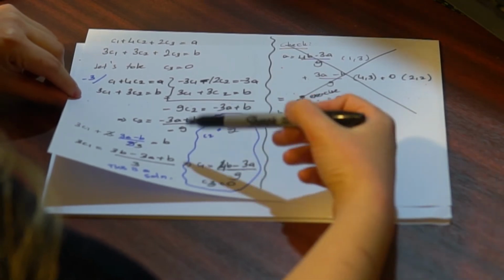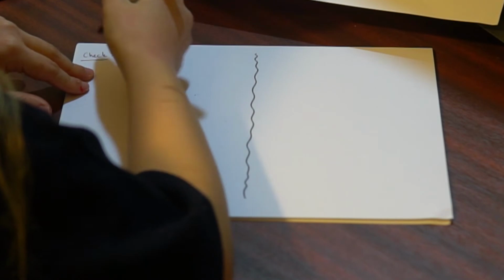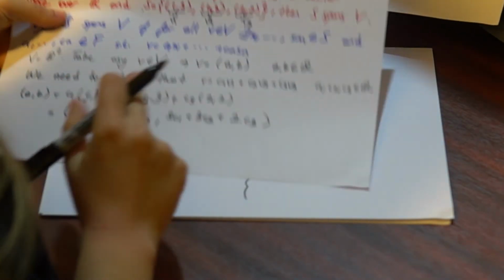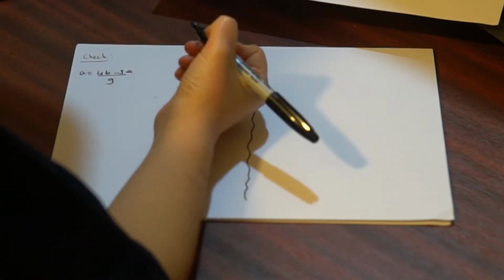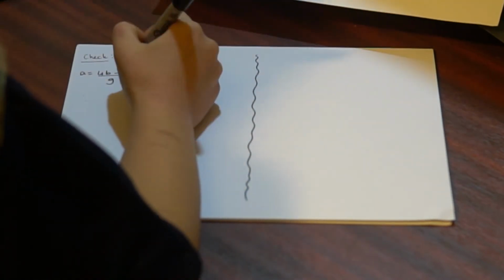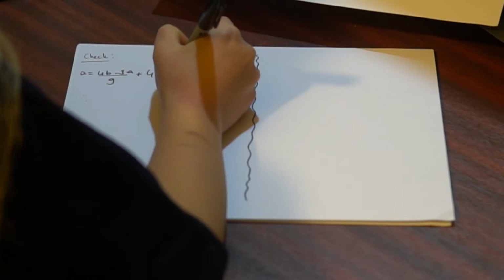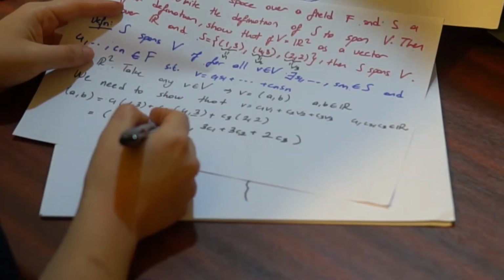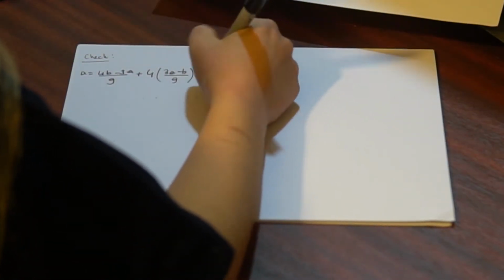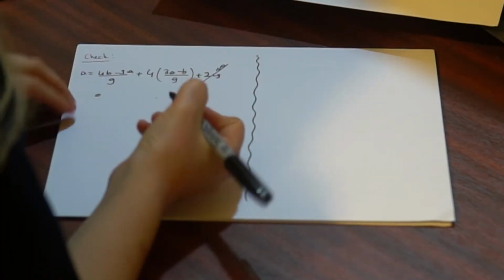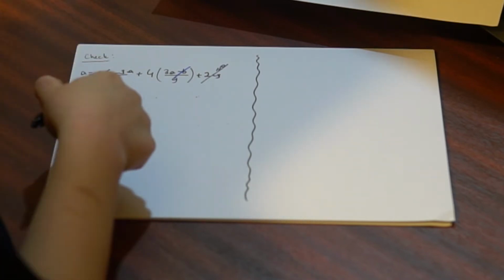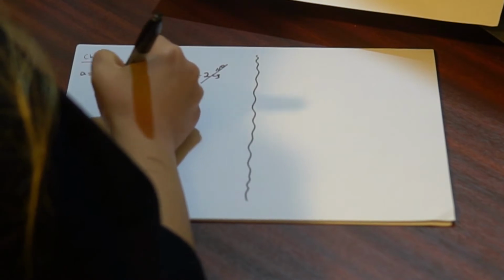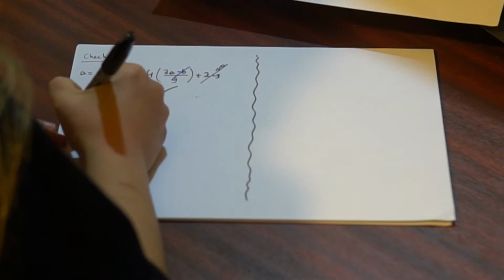Now we need to check our answers. So A is equal to C1 plus 4C2 plus 2C3, which is (4B minus 3A) over 9 plus 4 times (3A minus B) over 9 plus 2 times C3, which is equal to 0, and this cancels. So we have 4B here and minus 4B here, they cancel. So we have minus 3A plus 12A, so we have 9A over 9 is equal to A. So this is correct.